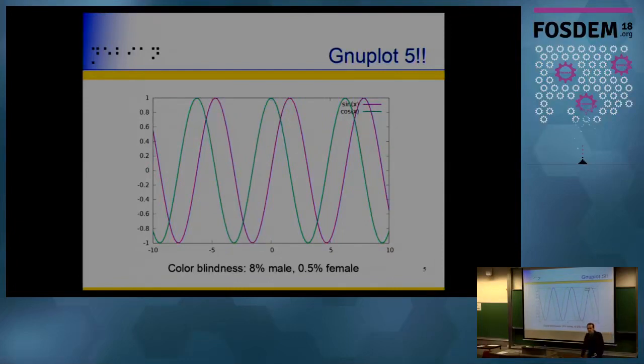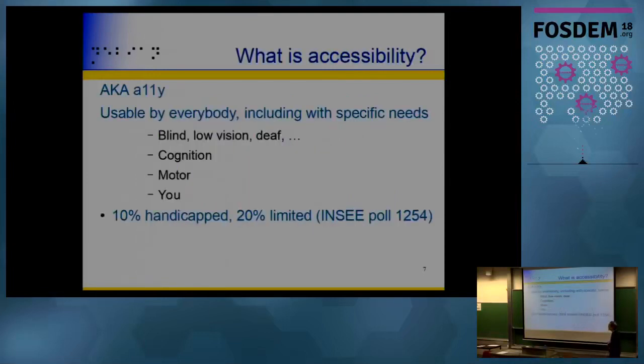So, I'm just wondering how many people here, please raise your hand if you are colorblind in the room. Is there somebody? No? Well, that's 8% normally, so statistically there should be at least one. Anyway, so what is accessibility?